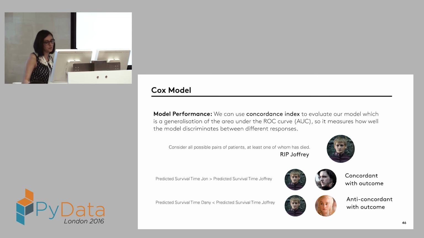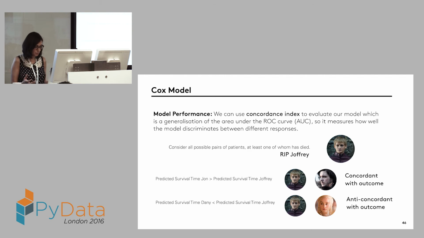So model performance. You can use the concordance index to evaluate the model, which is a generalization of the area under the ROC curve. And as a callback to my first PyData London, I'm going to explain it using my favorite show on TV. So consider all possible pairs of patients, at least one of whom has died. So hi, Jeffrey. Then you take a pair of patients, and if you predict the survival time for John, and this happens to be larger than the predicted survival time for Geoffrey, you call this concordant with the outcome.